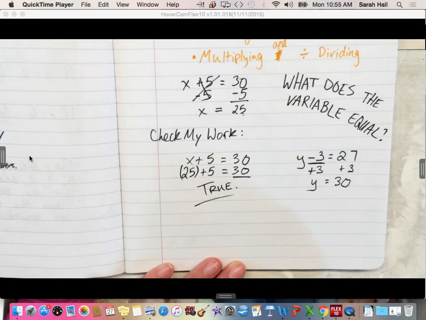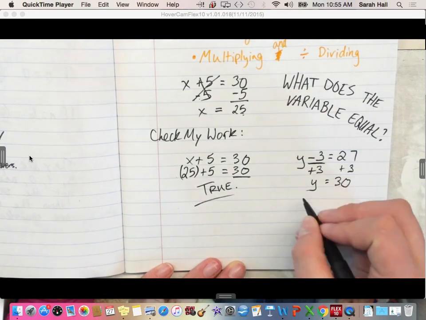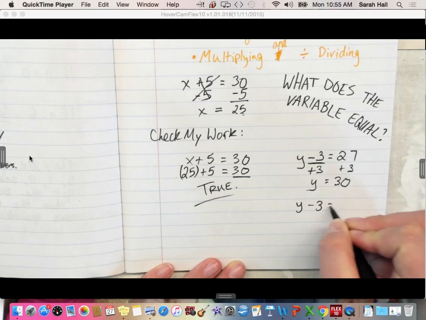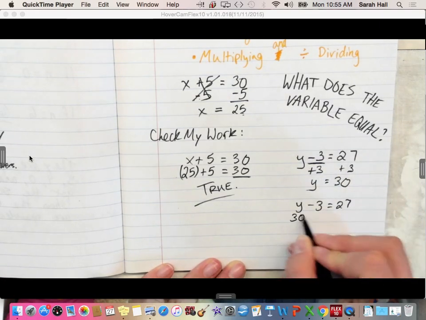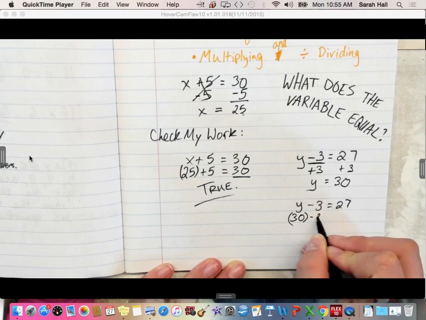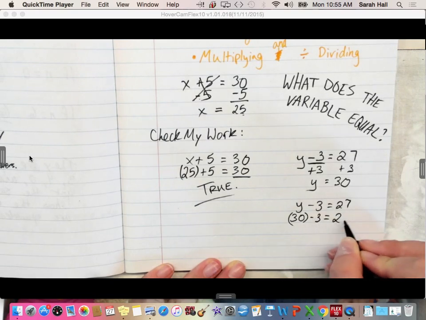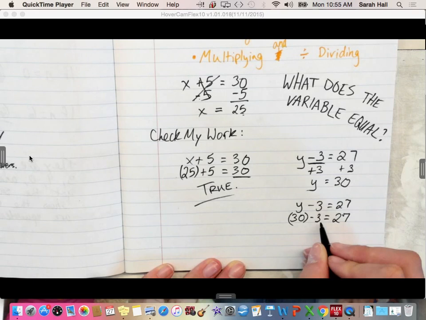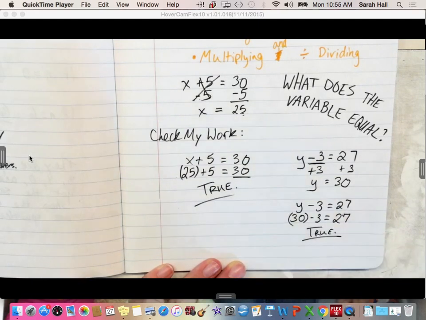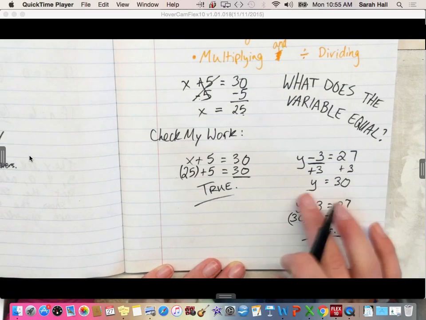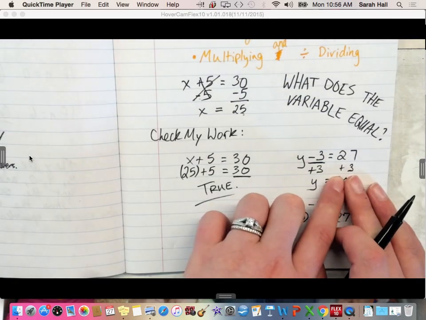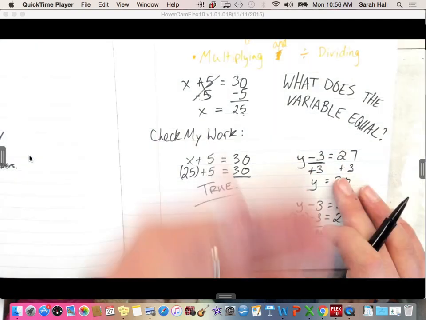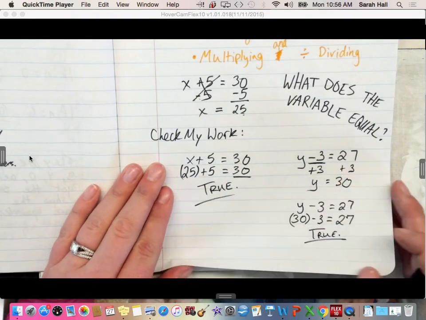So then I'm going to check my work now. I'm going to say, okay, they told me that y minus 3 equals 27. I said that y was 30. So if I do 30 minus 3 equals 27, is this true? Yes. 30 minus 3 equals 27. It is true, so I know that I am correct. If it was not true, then I made an error and I need to go back and check my work. I probably forgot to add 3 on this side, or maybe I wrote the wrong number down, or I did the wrong inverse operation. So let's do a harder one.